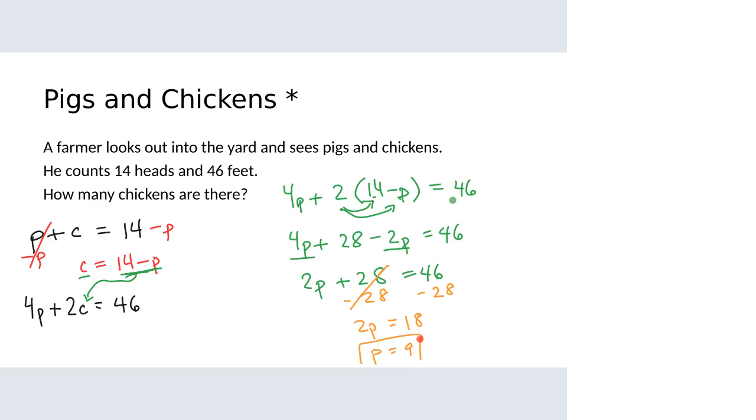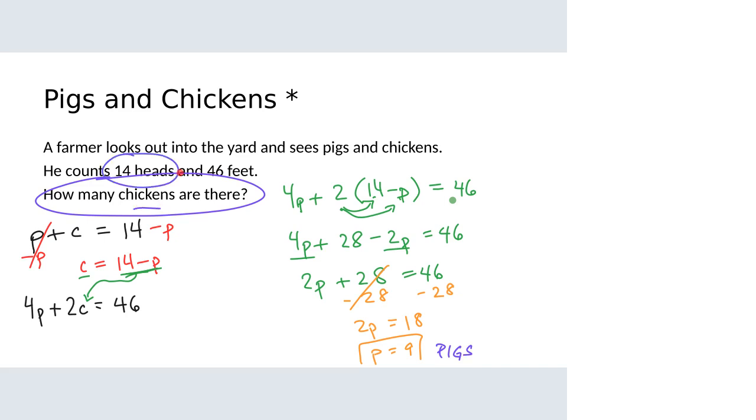Wait a minute, 5 was the correct answer here. I got 9. What's going on? Well, what's going on is the question was, how many chickens are there? And what I just found out was how many pigs there are. And so I don't want to answer with 9 because that's how many pigs there are. I want to take one more step and figure out how many chickens there must be.